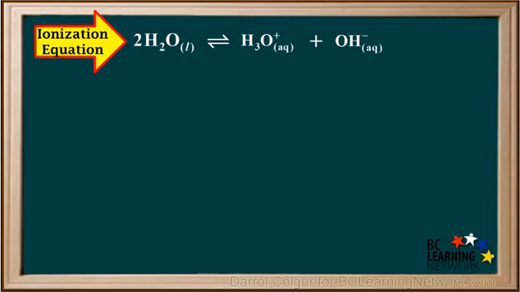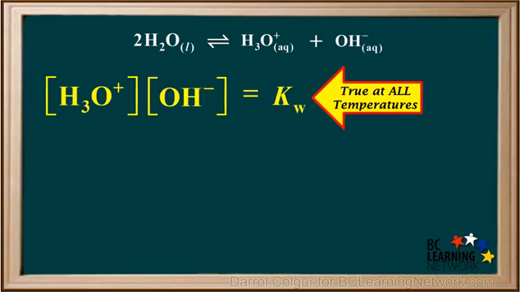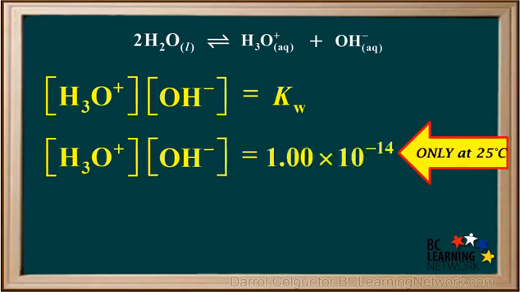Remember, this is the ionization equation for water. This process occurs in every sample that contains water. This is the Kw expression. It states that the product of hydronium and hydroxide ion concentrations is an equilibrium constant called Kw. The concentration of H3O+ times the concentration of OH- is always equal to Kw. This is true at all temperatures.